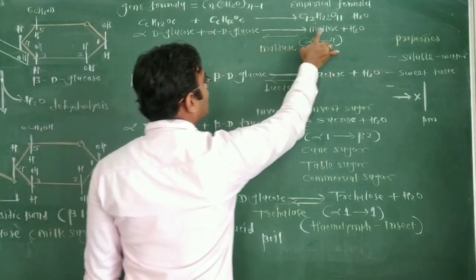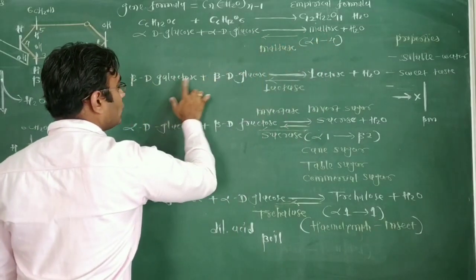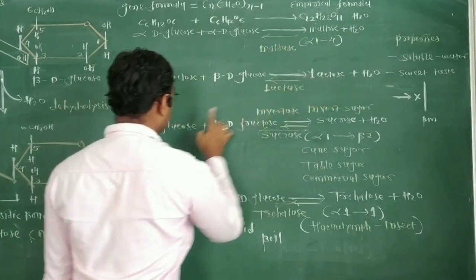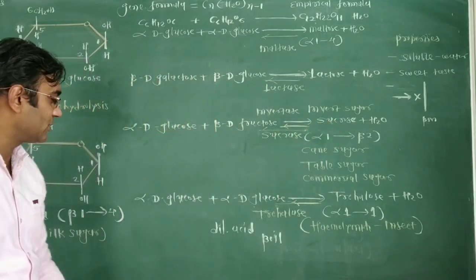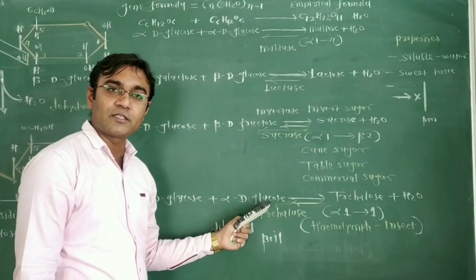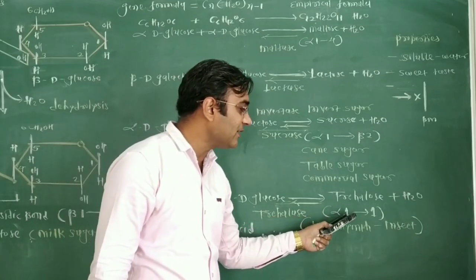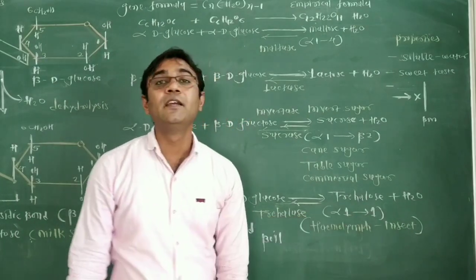Glucose plus glucose is equal to maltose. Galactose plus glucose is equal to lactose. Glucose plus fructose is equal to sucrose. Glucose plus glucose but joined first carbon to first carbon, that is trehalose.